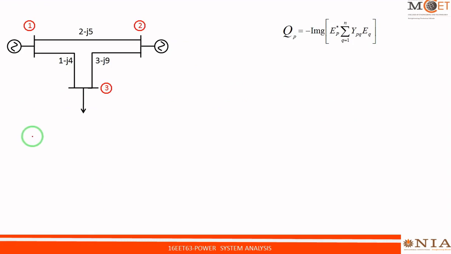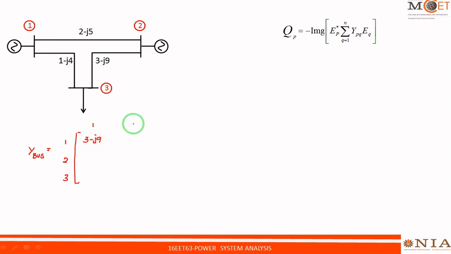As a first step, I want to determine the bus admittance matrix, the Y bus matrix for this given 3-bus system. As it is a 3-bus system, let me write the buses row wise as well as column wise. Row wise, it is 1, 1. The transmission lines joined at bus 1 are 2 minus J5 and 1 minus J4. I want to add these two. This becomes 3 minus J9.